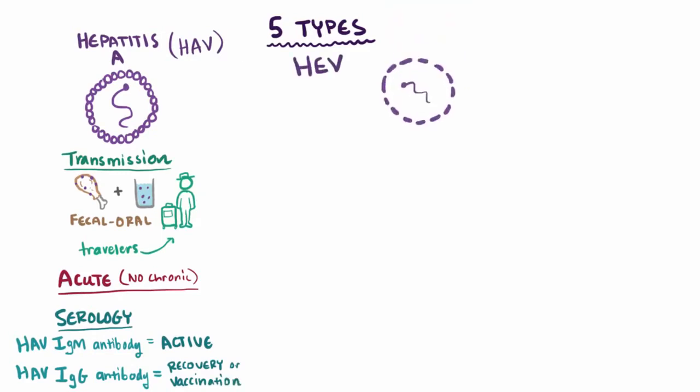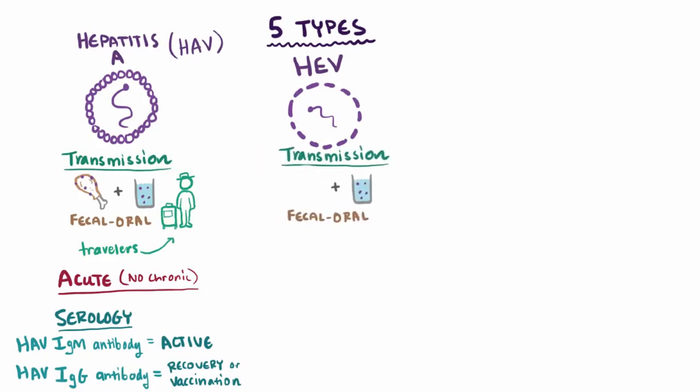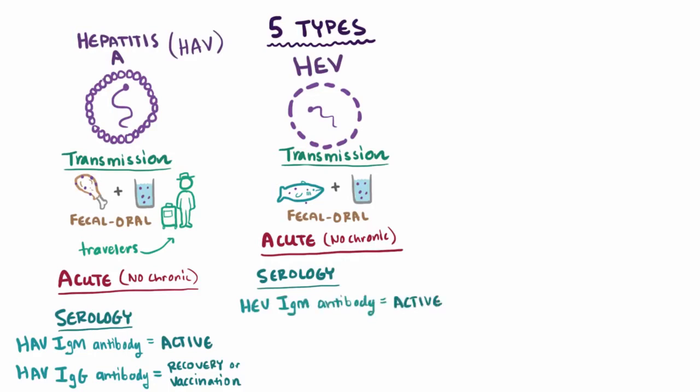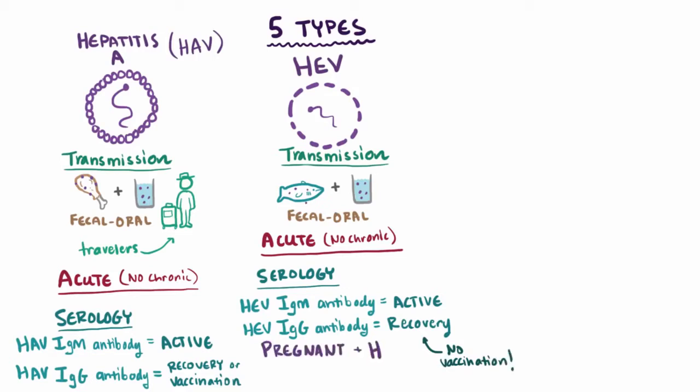Hepatitis E virus is actually pretty similar to HAV, with the same route of transmission, fecal-oral, and is most commonly acquired through undercooked seafood or contaminated water. It also doesn't have much of a chronic state, and HEV IgM antibodies tell us that there's an active infection, and HEV IgG antibody is protective and signals recovery, just like HAV. Two big differences to note between these two, though, are, 1, only HAV has the option for immunization, and 2, HEV infection for pregnant women can be very serious and can lead to acute liver failure, also sometimes called fulminant hepatitis.